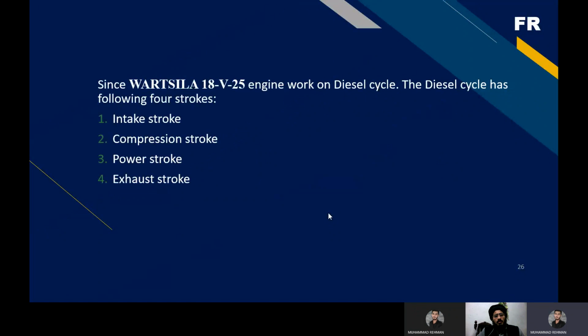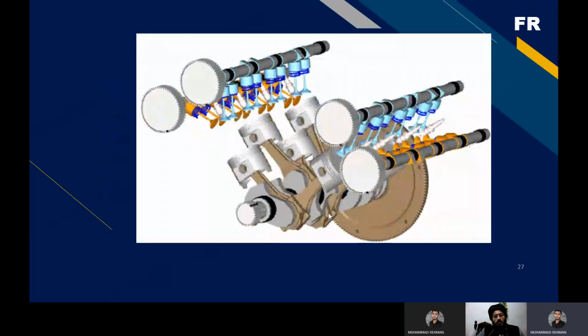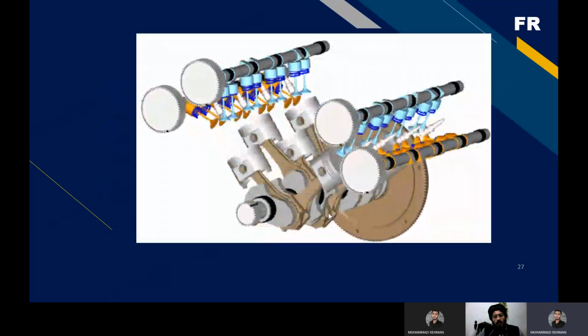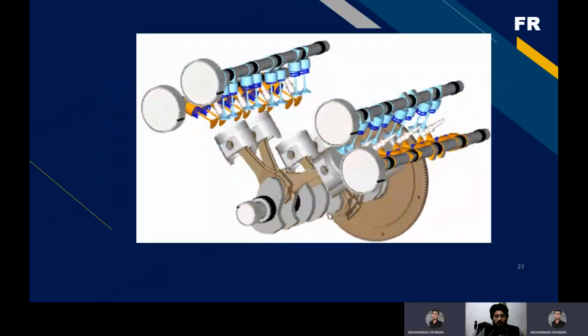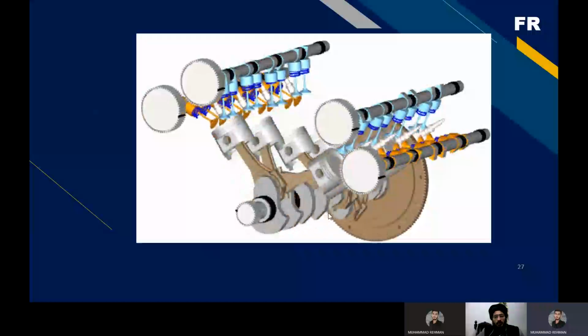Now the mechanism. Our engine is an 18V25, and it works on the diesel cycle. The diesel cycle basically has four strokes: intake stroke, compression stroke, power stroke, and exhaust stroke. This is basically the working of the engine. In the intake stroke, the piston goes down and the air is drawn inside.